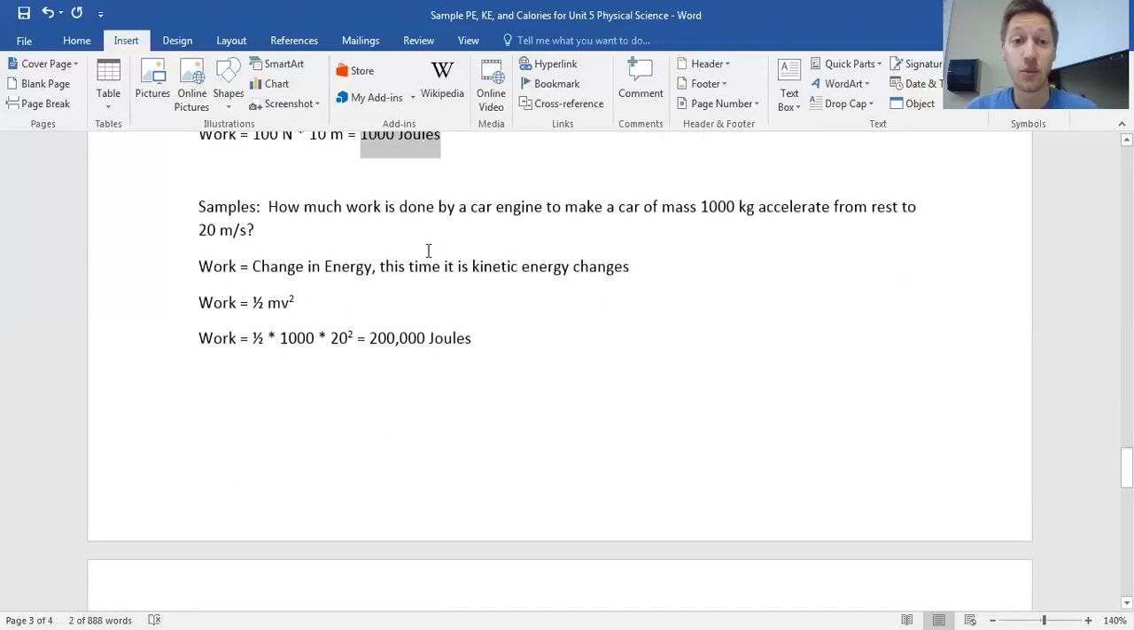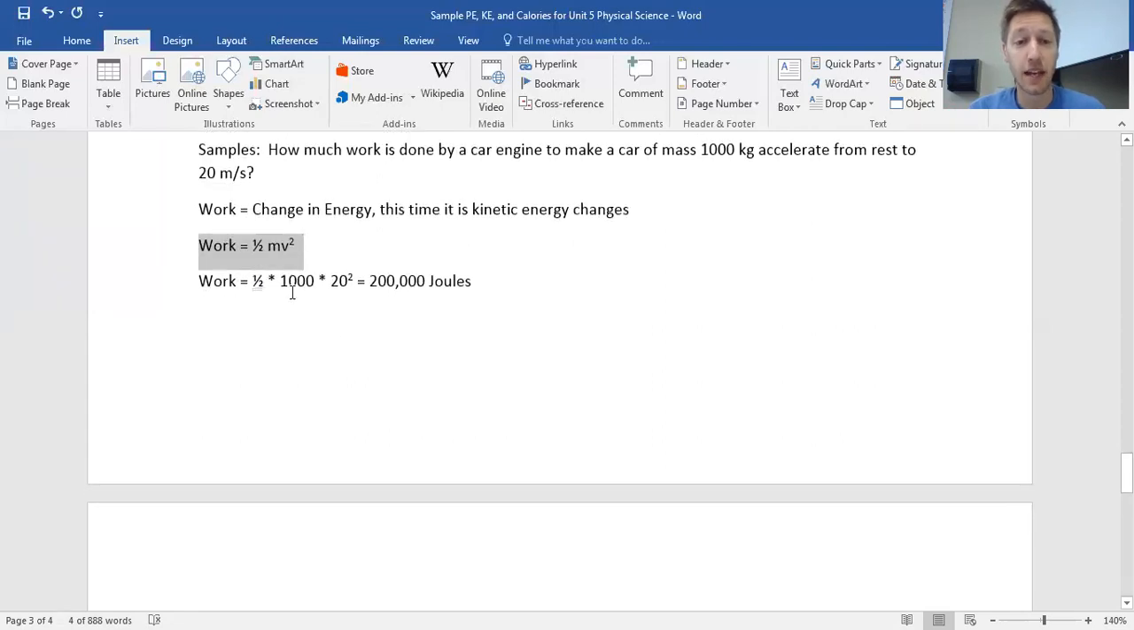This would be a kinetic energy one. How much work is done by your car, the engine, to make your car accelerate from rest to 20 meters per second? So this time we're not changing the potential energy of the car, we're changing the kinetic energy of the car. So the work is equal to that change in kinetic energy. So we're going to use the kinetic energy equation.